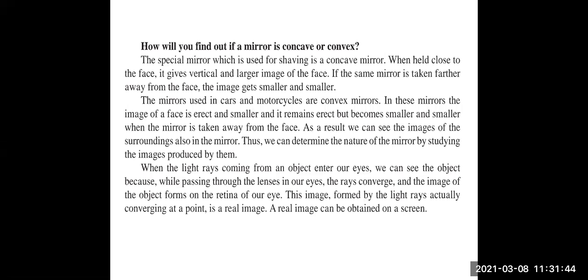When the light coming from an object enters an eye, we can see the object, because while passing through the lenses in our eyes, the rays converge and the image of the object forms on the retina of our eye. This image formed by the light rays actually converging at a point is a real image. A real image can be obtained on a screen.